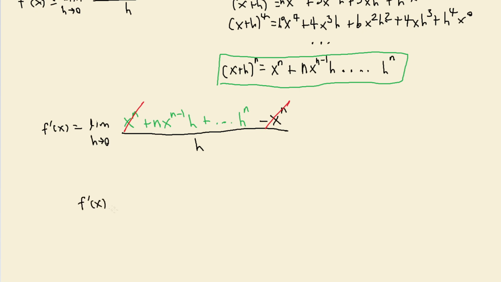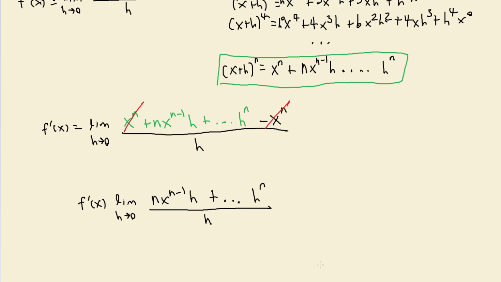We're left with a series: f'(x) is equal to the limit as h approaches 0 of n x^(n-1) times h plus a bunch of other terms that interestingly all have h to the power of something higher than 1. The first is going to have h^2, then h^3, then h^4, all the way down to h^n. That's going to be the rest of the terms here. And then this whole expression is going to be divided by h.